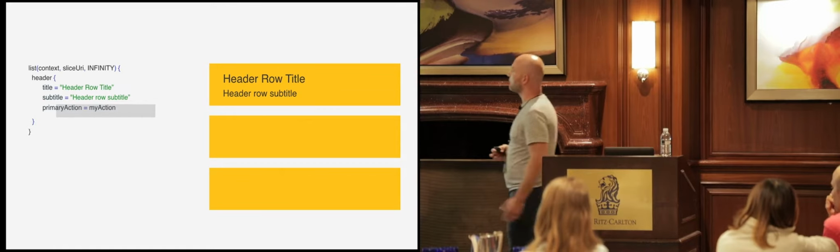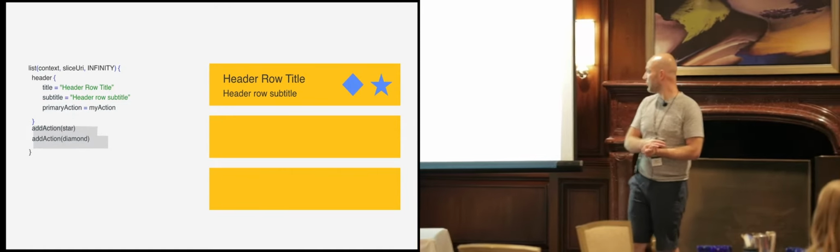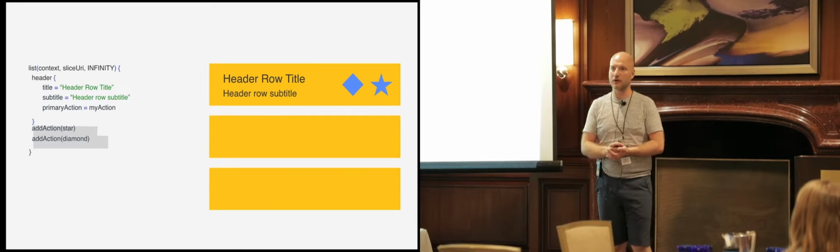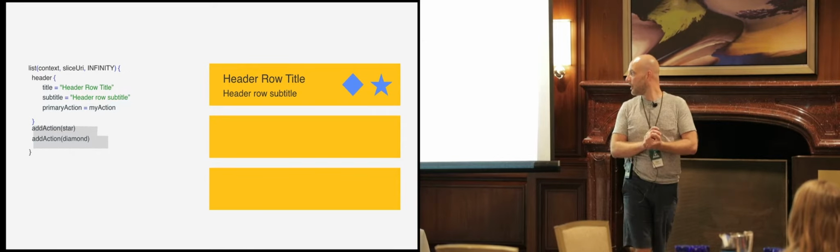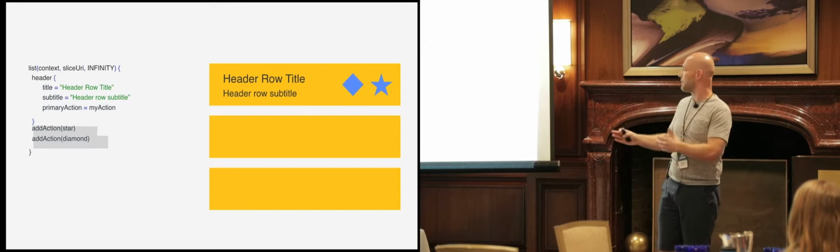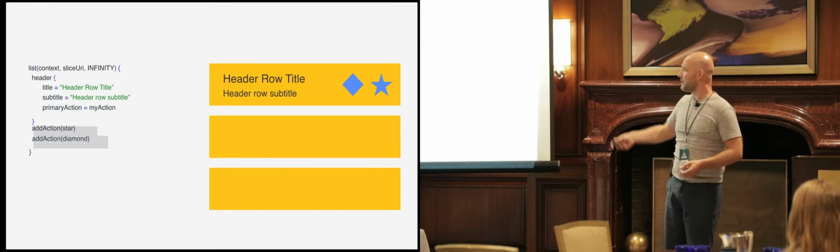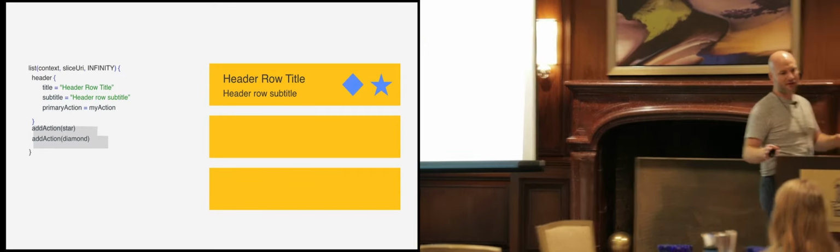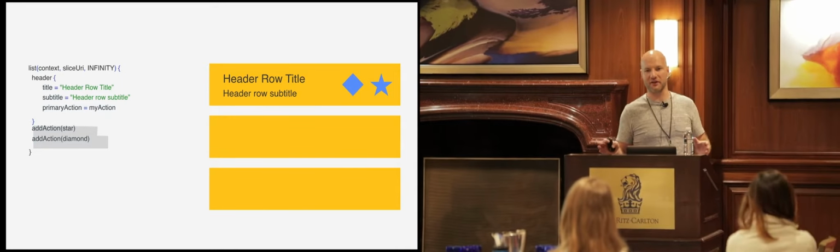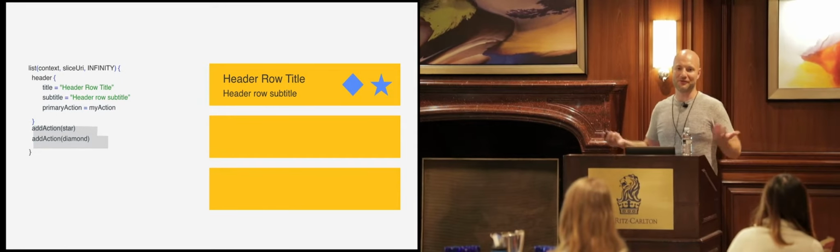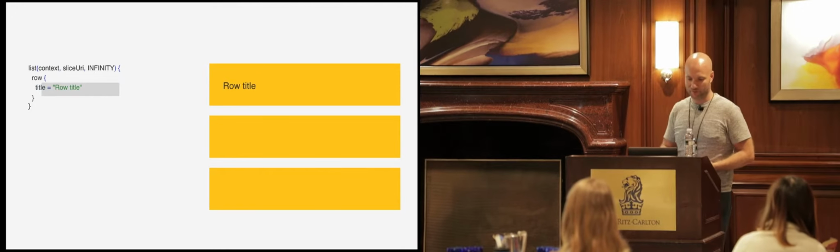So then the other thing that a header row can have are actions. These are icons or images or possibly timestamps that go over on the end of the row. So here we've added a star and a diamond. So this is the entire design surface. Like, this is the design language for a header row. There's no other options. You can put these things in these places.